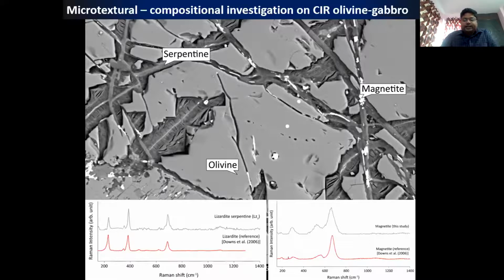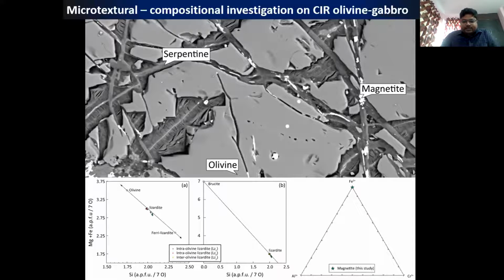Now, when we did the Raman of this serpentine, this is important because serpentine has three polymorphs, lizardite, chrysotile, and antigorite, and each polymorph tells a different story. So first we have to confirm which polymorph it is. Just saying it is a serpentine mineral will not work in present-day mineralogy. So this is confirmed as lizardite. I am also showing you the Raman spectra for magnetite to confirm this is the magnetite phase.